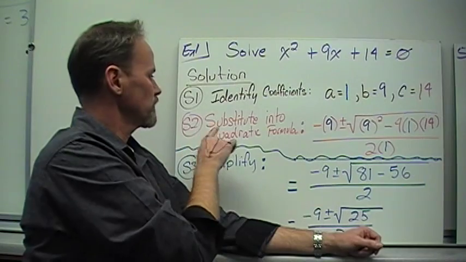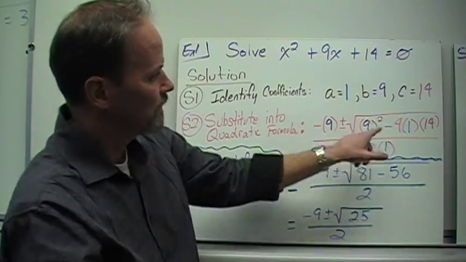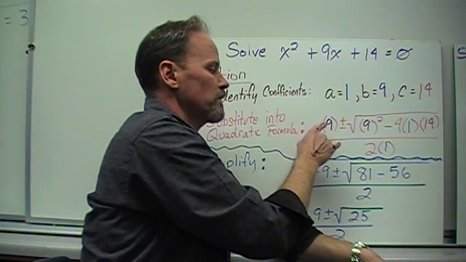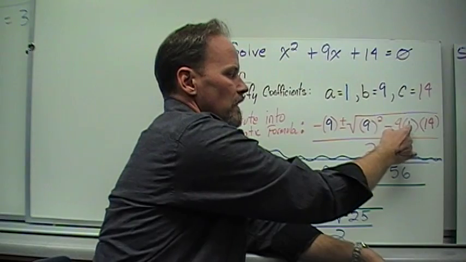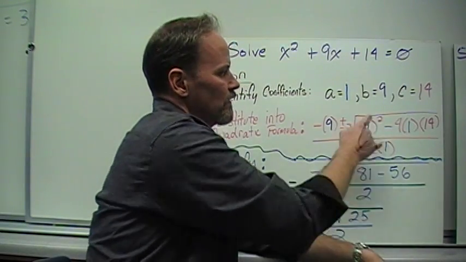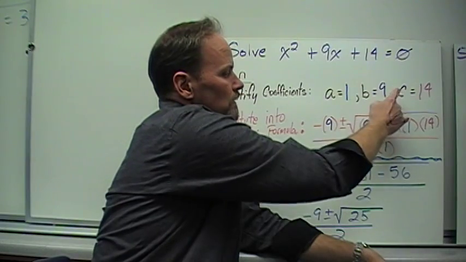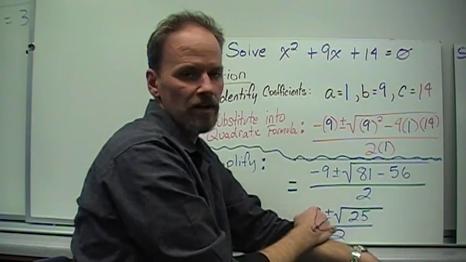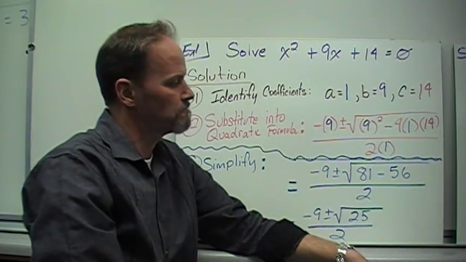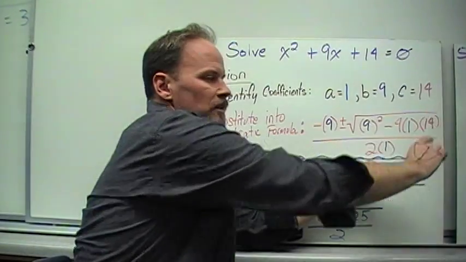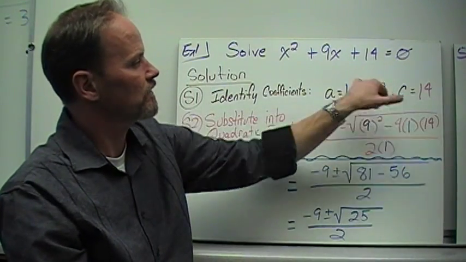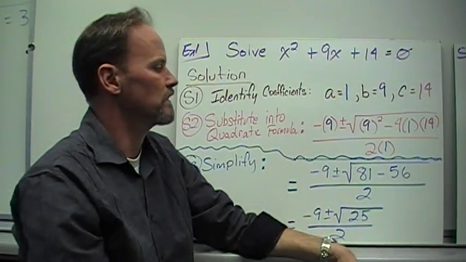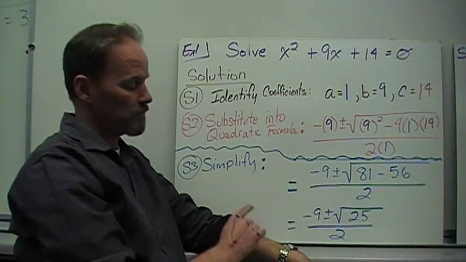Next step, substitute into the formula. Take the 9, plug it right here, and take the 9 again and plug it here. If you remember, this is b, b, this is going to be a, c, and a. So the 9 goes in for the b, the 1 for the a and 14 for the c. And then again, the 1 gets inserted for the a. That's the correct setup, using the coefficients 1, 9, and 14.